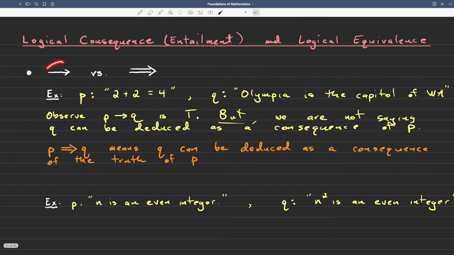The single barred arrow, you kind of just think of as a logical structure, but you shouldn't get too caught up in the truth of it as an entire statement. Whereas with the double bar arrow, we are caught up in the truth of the implication itself.